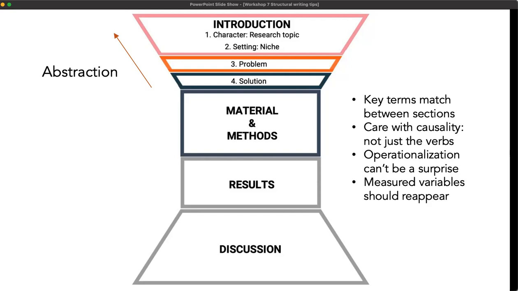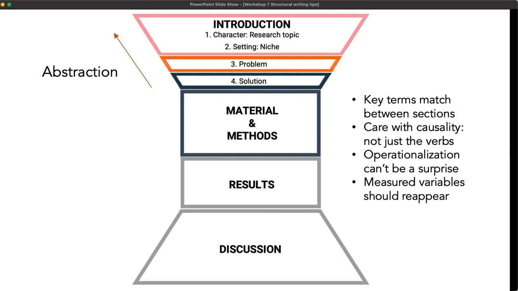Operationalization shouldn't be a surprise. That is, when someone finishes reading your introduction, they should be able to guess in broad outline exactly what is being measured in the method before they read it. You can test that on someone. Give them your intro and see if they can guess what the method is, or tell them to guess what they think it is, and you can see where the intro has taken them.